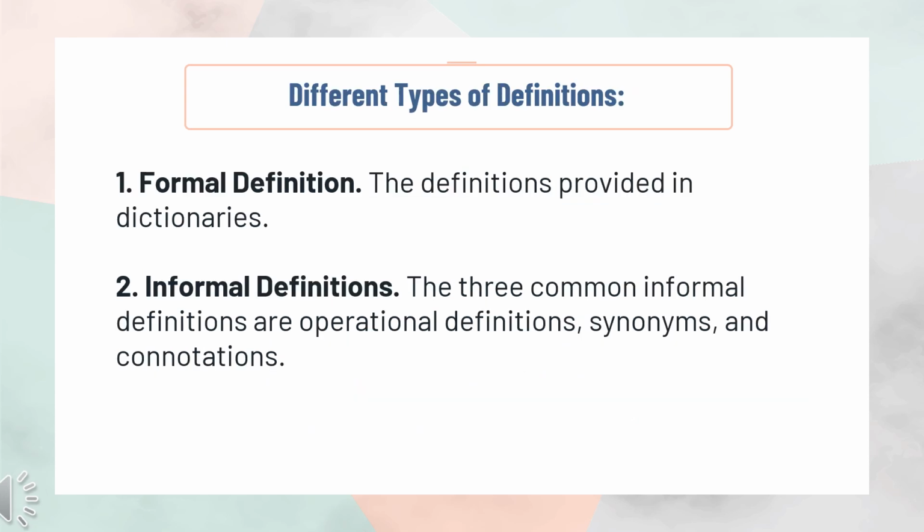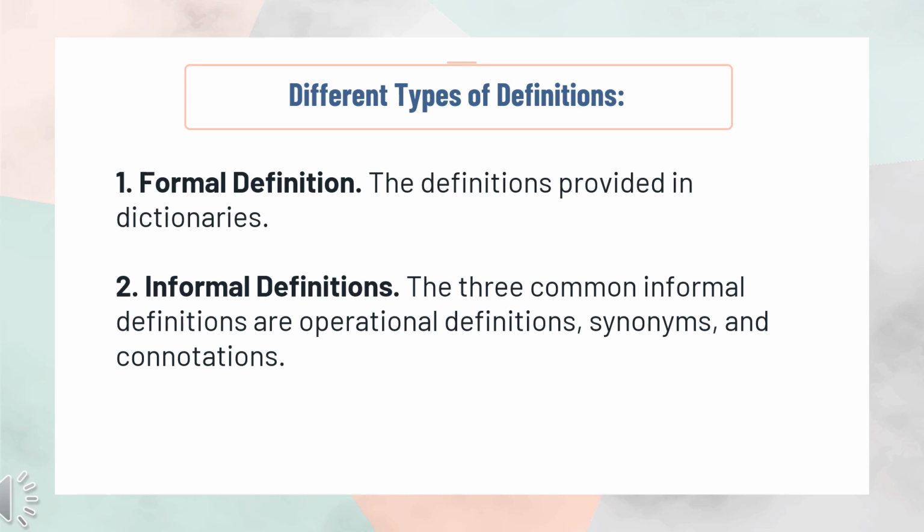There are two different types of definitions. We have formal definition and informal definition. Now let's see what's the difference between the two. The formal definition refers to the definition or meaning provided by the dictionaries. That means it refers to the literal meaning of the word itself. On the other hand, we have informal definition, and there are three common types under it. We have operational definition, synonyms, and connotations.